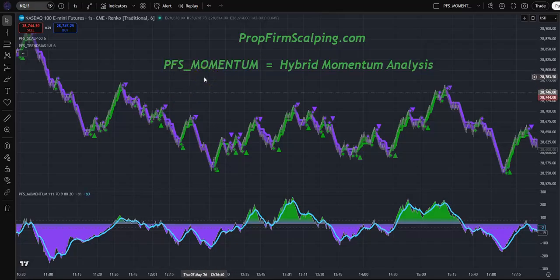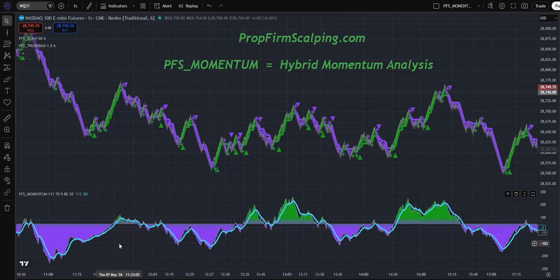These are the PFS system tools. Let's talk about the PFS momentum, which is basically a hybrid momentum analysis. There's axis of adjustability. I can adjust the momentum in different ways. And I'm just going to show you some of the stuff that, at some point here, I'm going to have Claude AI looking at some concepts in how to use momentum for various setups.